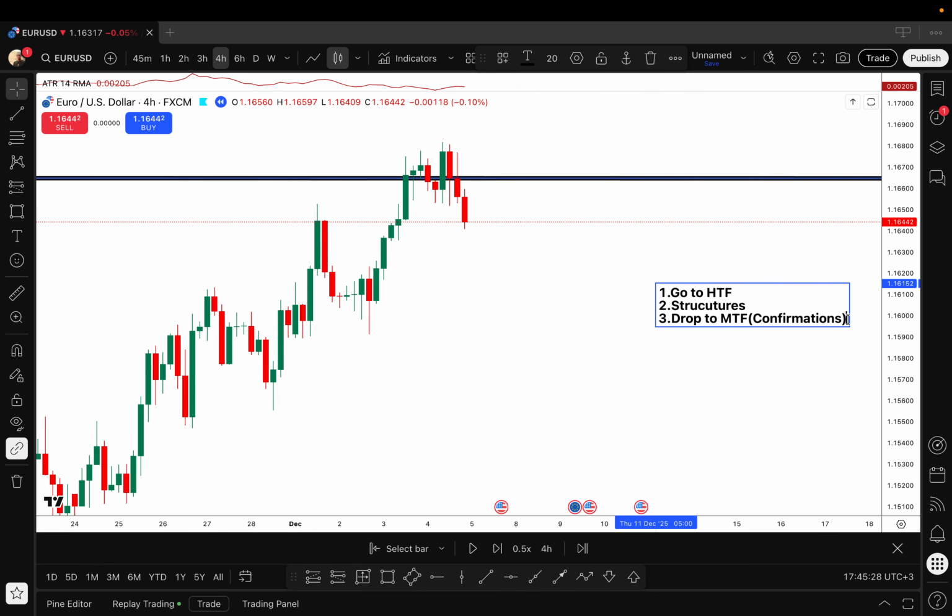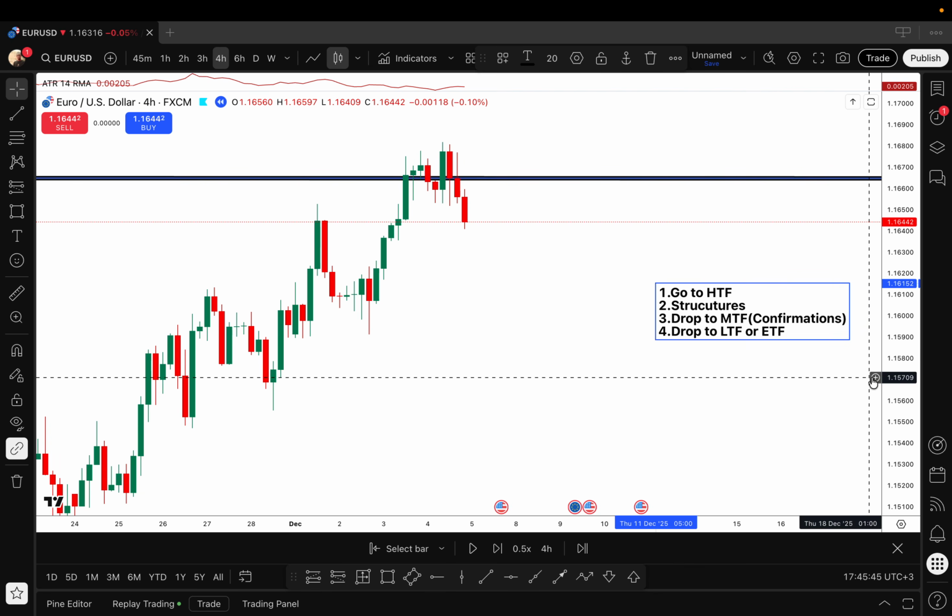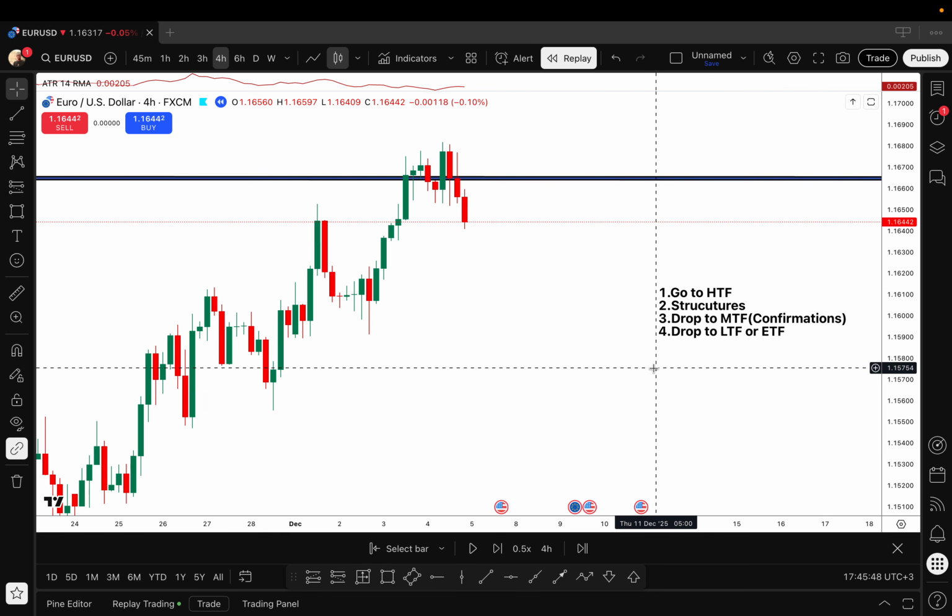Let me put rule number 4. Drop to lower time frame or entry time frame to now look for setups and enter the market. And which are the setups we're going to be using? We are going to be using demand and supply, and actually this is a trade that I caught and it is currently still running. So we're going to be using demand and supply to get our setups and enter the market. Simple, clear, straightforward, with clear stipulated rules.